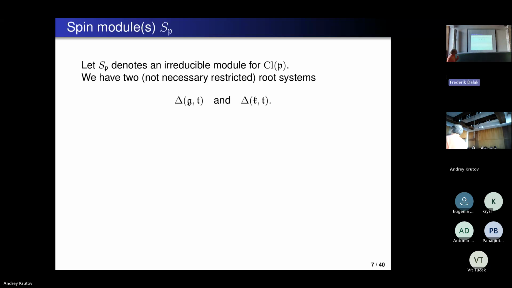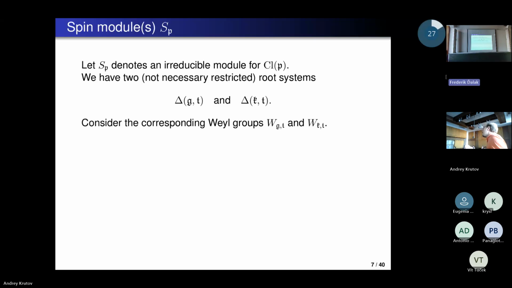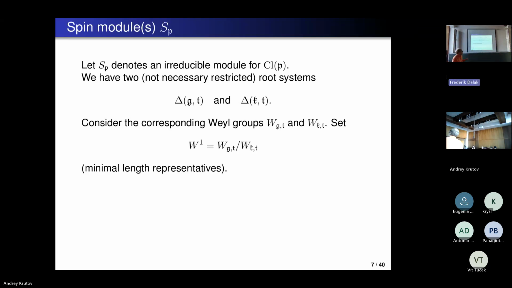So let's look at two root systems. We look not at the whole Cartan subalgebra in G, but at this part, the Cartan subalgebra of K. So this will be not necessarily a restricted root system, meaning that root subspaces will not necessarily be one dimensional. But it's still a root system. Now, we can consider the corresponding Weyl groups. They act on the same space. Obviously, this is a subgroup here, because this root system is bigger. So we can look at minimal length representatives of this.